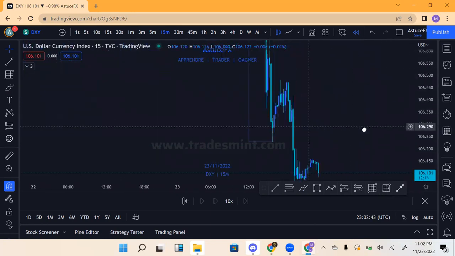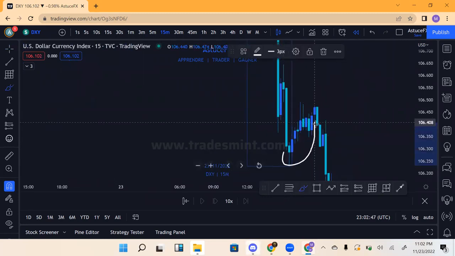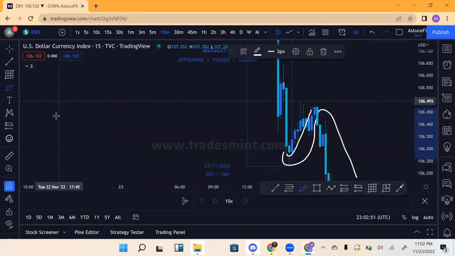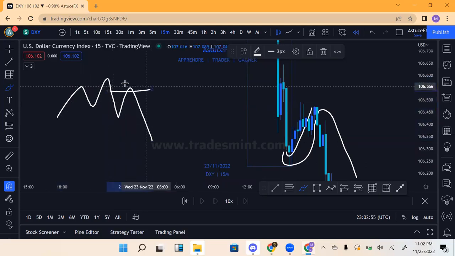If you look at this, you see this small pullback here. You see this small pullback here before selling down. This small pullback can give you a change of character on the EU. And you'll be like, now I'm selling.